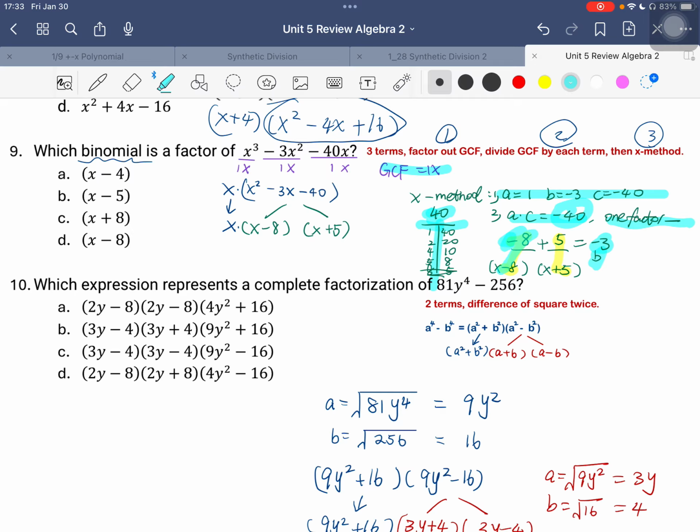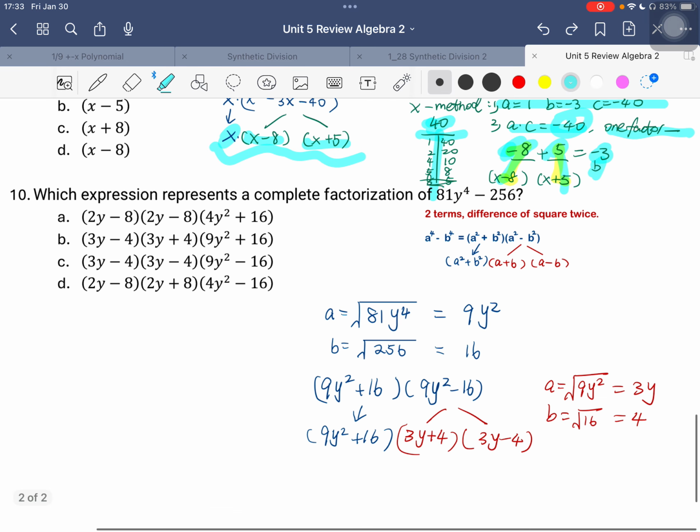So I just give them parentheses and x. Bring the factors down. x minus 8, x plus 5 are my factors from the X method. And don't forget the GCF in the front. Okay, now which of the binomials is part of the answer? A is not, B is not, C is not. Okay, D is the correct answer.